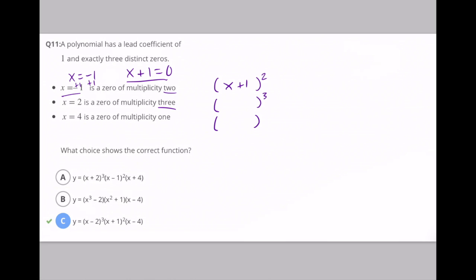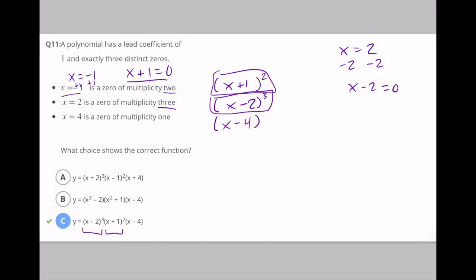Let's keep going with this. If I have x equals 2, and I want to turn that back into a factor, I can just subtract 2 from both sides. So I have x minus 2, and then x equals 4. We're just going to have x minus 4. So we want to show the answer that has all 3 of these factors. We have x minus 2 to the 3rd right here, x plus 1 squared right here, and then x minus 4. So this answer gives the correct polynomial.